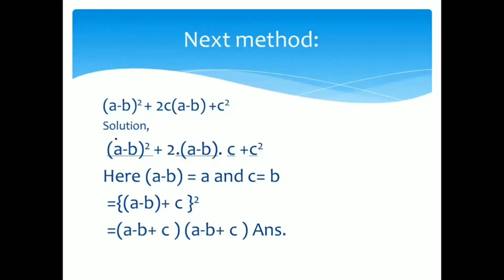Here, that question is done in a different way. (a minus b) whole square plus 2c into (a minus b) plus c square, that is, (a minus b) whole square plus 2 into (a minus b) into c plus c square. Why have I underlined here? Because this a minus b is A and this c is B. Then in the formula A square plus 2AB plus B square it became (A plus B) whole square, where A is a minus b and B is c. So (a minus b plus c) whole square means (a minus b plus c) written two times: (a minus b plus c)(a minus b plus c). Now let's move to the next slide.